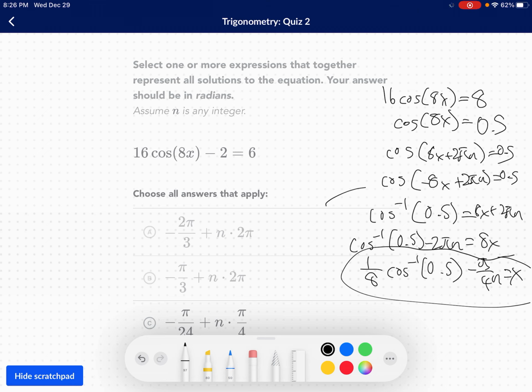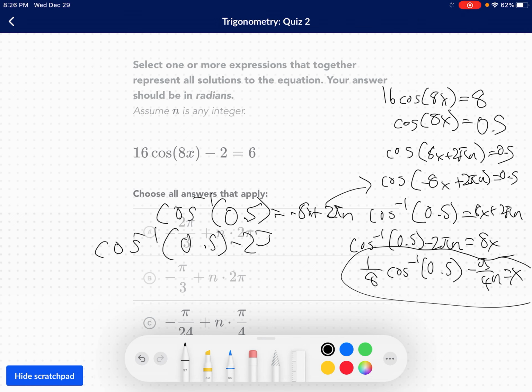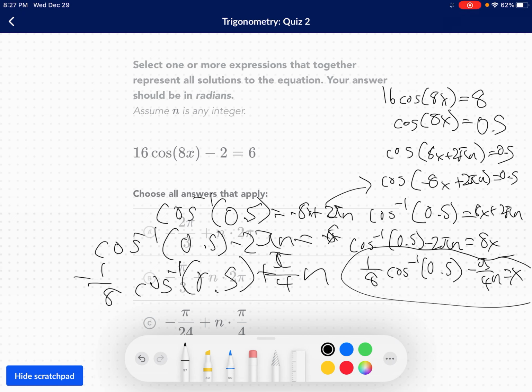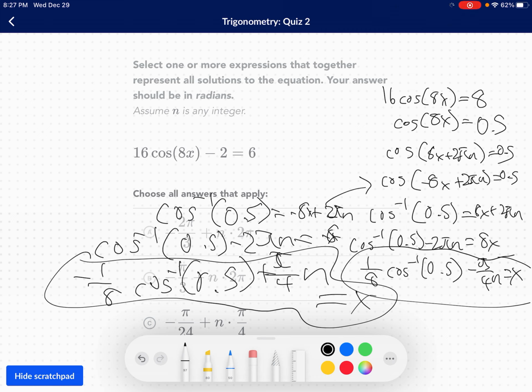divide by 8 on both sides to isolate the x, and you get the 4n. So this is one of the solutions. The other one, which is just this one, so I'll take the inverse cosine of both sides first. Inverse cosine of 0.5 equals negative 8x plus 2 pi n, and then subtract 2 pi n from both sides, and then divide by negative 8 on both sides. And that's the other solution. I need to circle that so I don't get mixed up here.